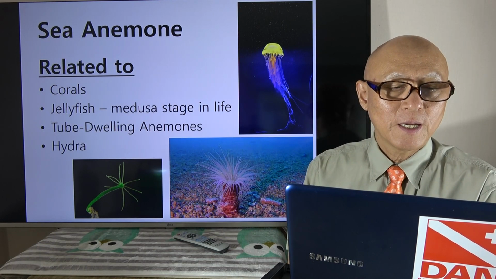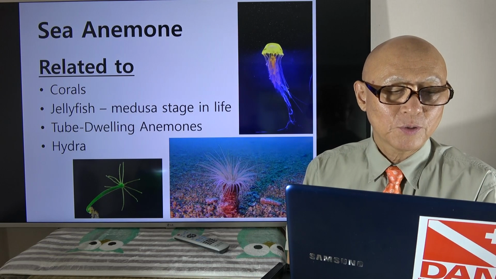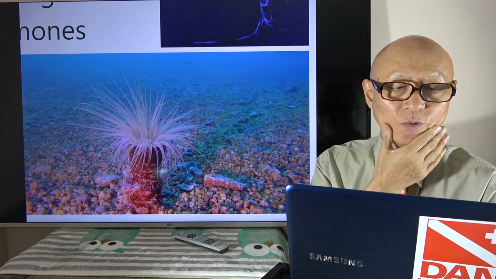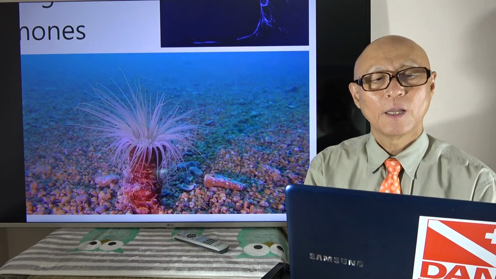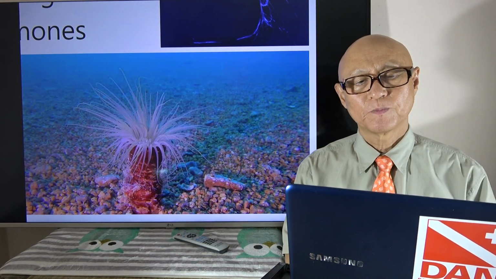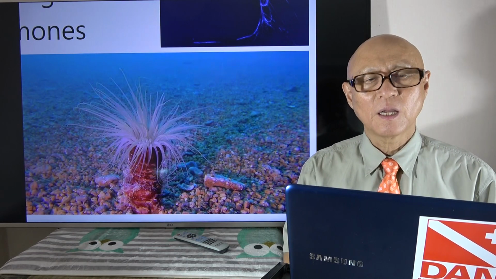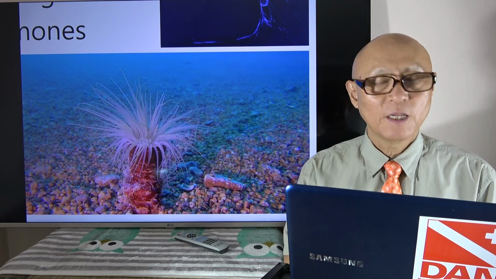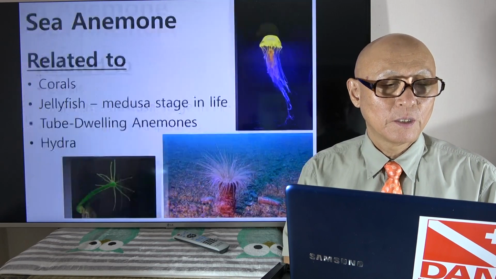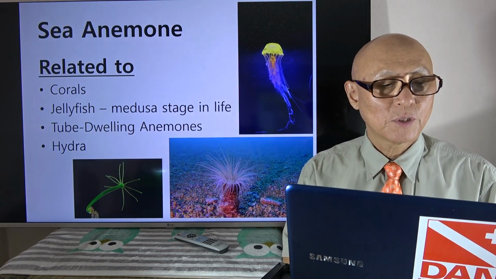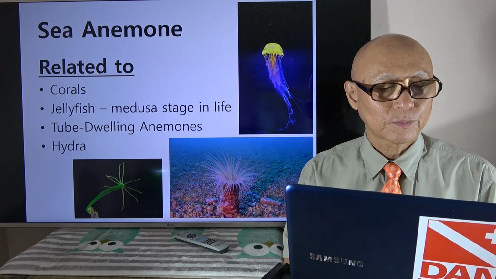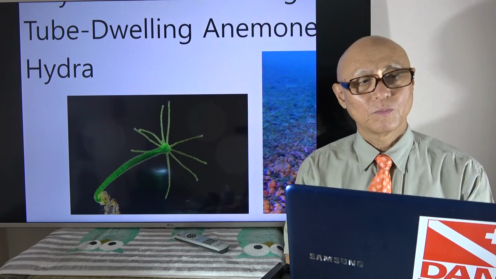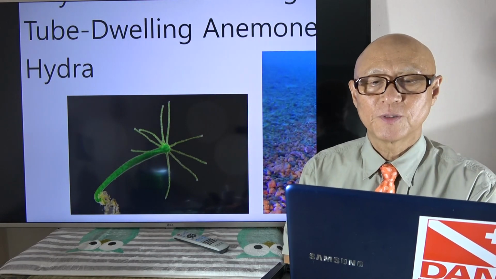There are tube-dwelling anemones. You also see this quite often. These tube-dwelling anemones stick their body into some soft sediments and they live there. And this is also a hydra. It's all relatives of sea anemones.